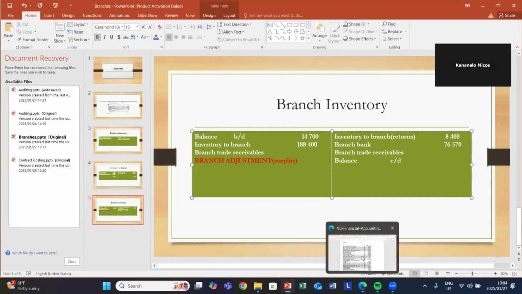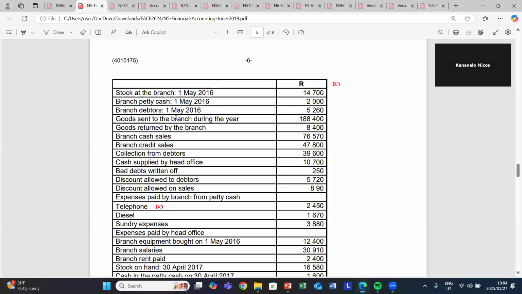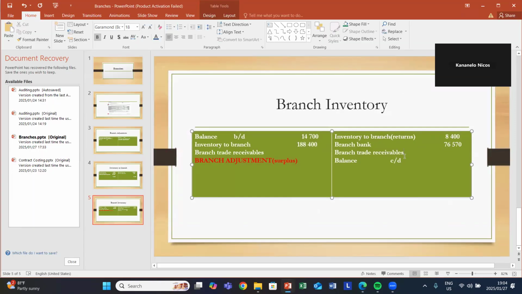And then they also give you branch debtors. Your branch credit sales they give you as 47,800. So you'll write branch trade receivable, 47,800.